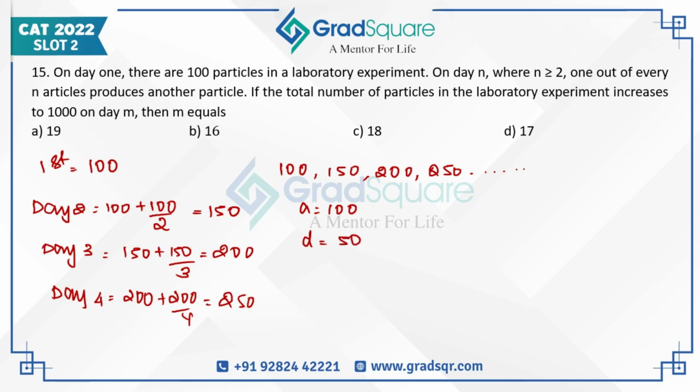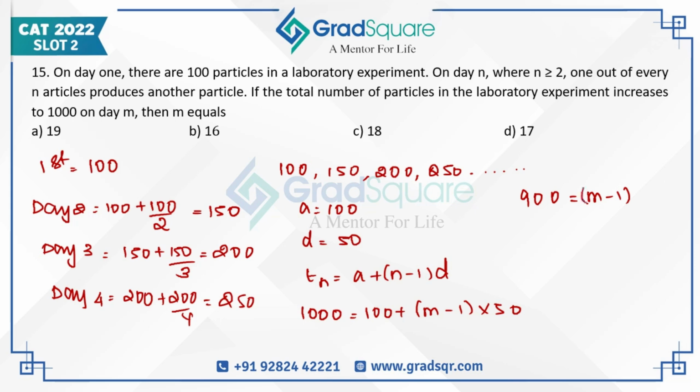And on a particular day m, the total number of particles is 1000. So the general term of an arithmetic progression is given as what? Tn is equal to a plus (n minus 1) into d. On the mth day we have 1000 particles, with a being 100 and n being m, so 900 equals (m minus 1) into 50.